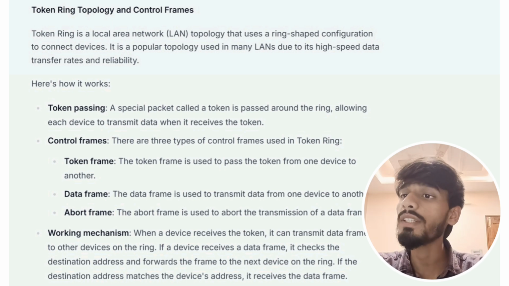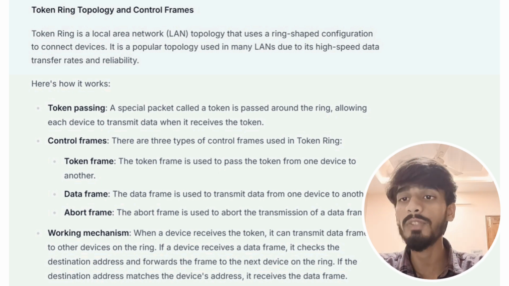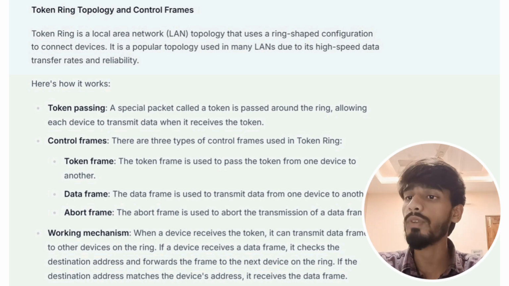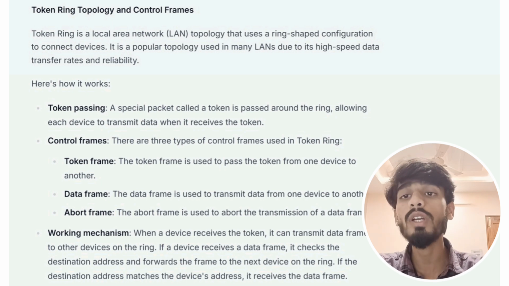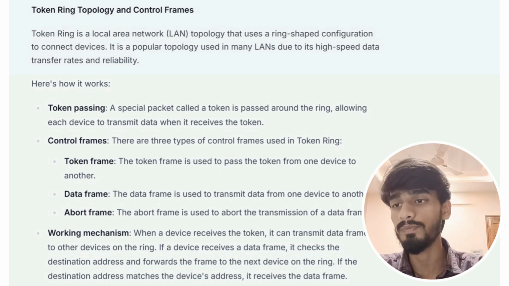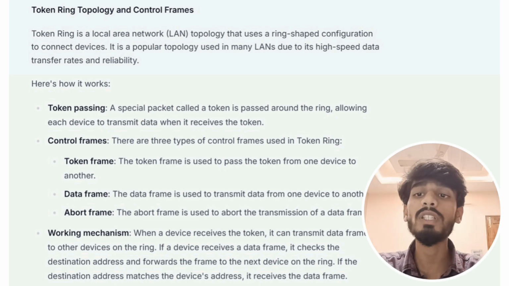Now let us see how does it work. First is token passing. A special packet called a token is passed around the ring, allowing each device to transmit data when it receives the token. Control frames. There are three types of control frames used in token ring: token frame, data frame and abort frame. The token frame is used to pass the token from one device to another. The data frame is used to transmit data from one device to another. And the abort frame is used to abort the transmission of a data frame.